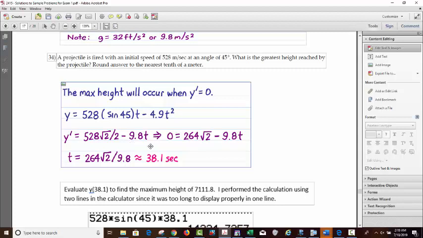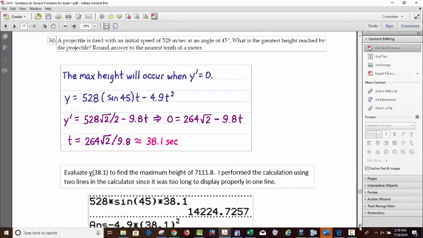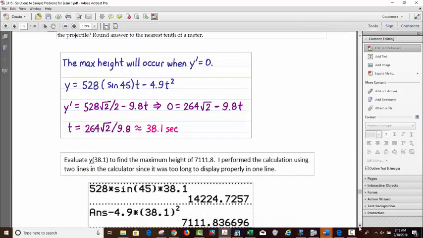And then we'll set that equal to 0. It's pretty easy to solve from there once you set that equal to 0. Easy algebra to solve for t. We get 38.1 seconds. Now, what is that greatest height or maximum height? We take that 38.1 and plug it into the y equation, the original before you take the derivative. We plug it in there.